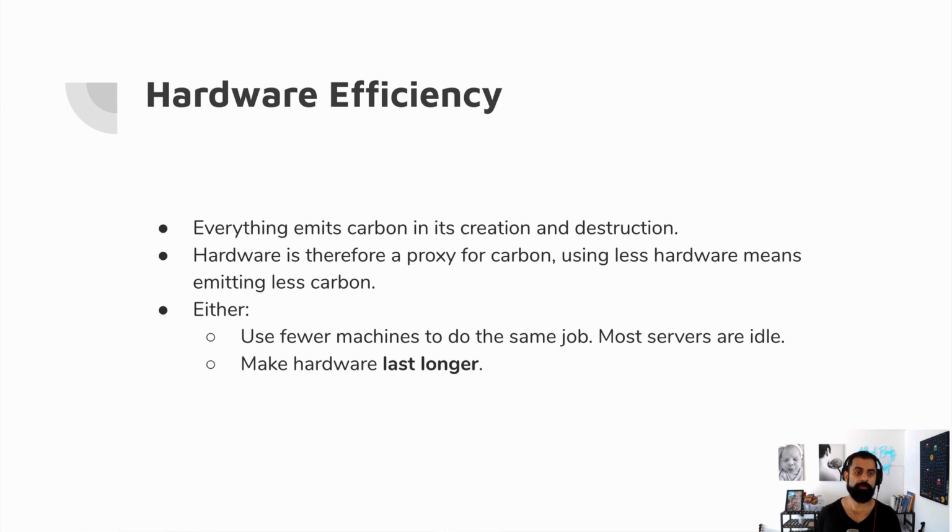And so to be hardware efficient, how do you actually do that? Well, it depends. Typically, if you're in the cloud, it just means using fewer machines to do the same job.